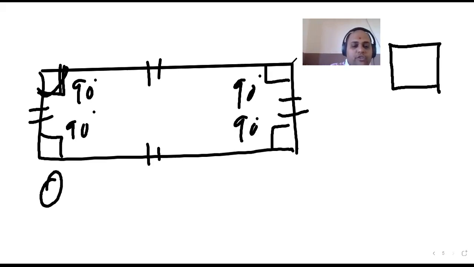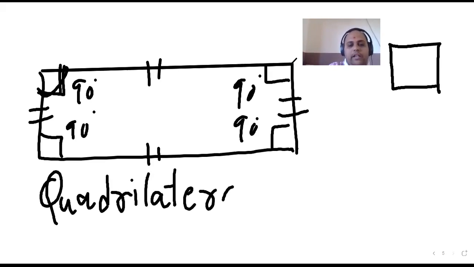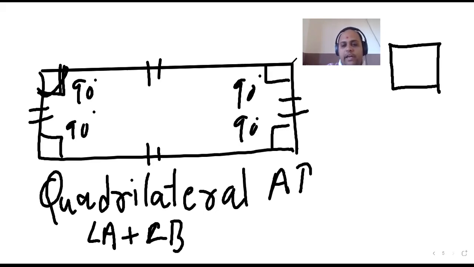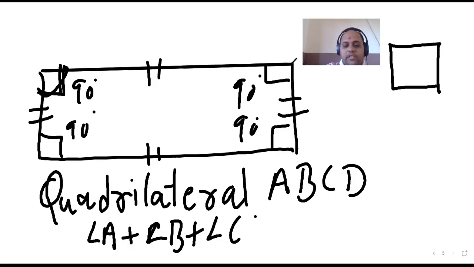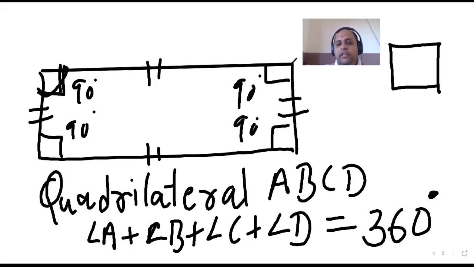For a quadrilateral, that means four sides, four angles. Say quadrilateral ABCD is there. Then angle A plus angle B plus angle C plus angle D is always going to be 360 degrees. The same way, if three angles are given in a quadrilateral, we can find out the fourth angle. Let's do it.